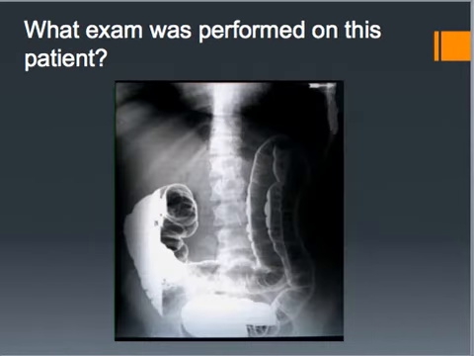What exam was performed on this patient? So this patient, you can see that barium sulfate contrast, which is white, and then you've got black on the image as well, which is air in an x-ray, right? So white is the barium sulfate contrast and black is air. So this is a double contrast barium enema. You can see this is the large intestine. So they use contrast and air for that.